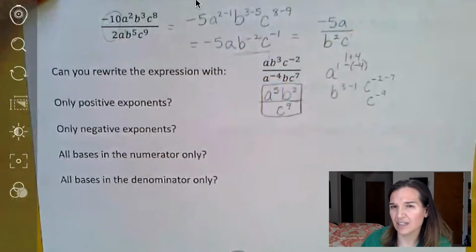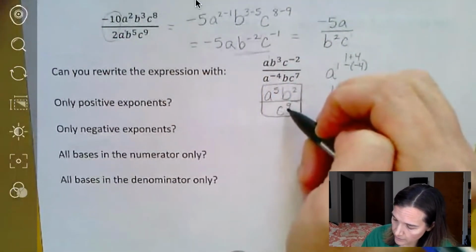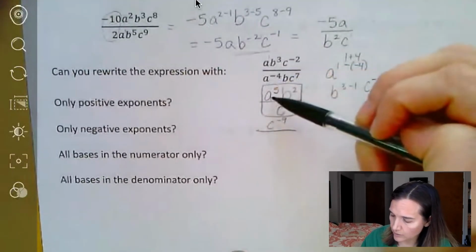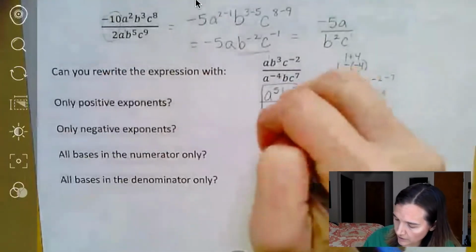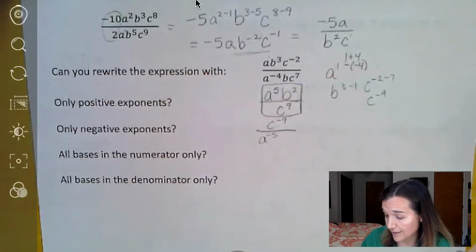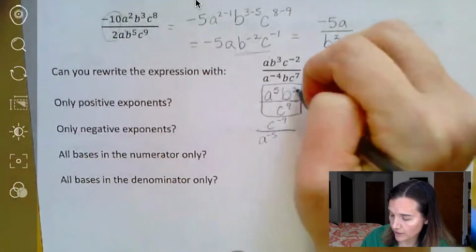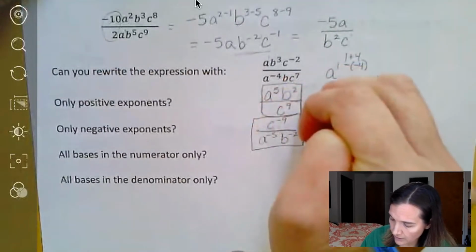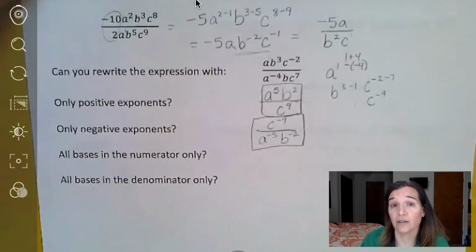Could we have written it with all negative exponents? I sure could. I could move the c to the ninth power up, making it c to the negative ninth power. I could move a to the fifth power to the denominator, making it a negative fifth power. B squared, move it to the denominator, becomes b to the negative second power. Here'd be my answer if it was all negative exponents.